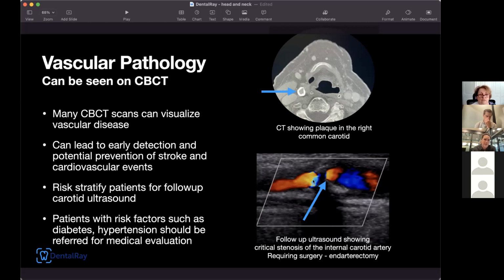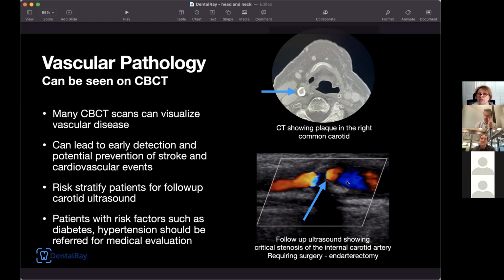So this uses a Doppler technique, and it shows you flow, kind of colored, along the length of the carotid artery. And here you can see a critical stenosis. And this patient, if they haven't had a stroke already, is at very high risk of stroke and should be referred to a vascular surgeon to have an endarterectomy. So that's the kind of application that I'm really excited about.